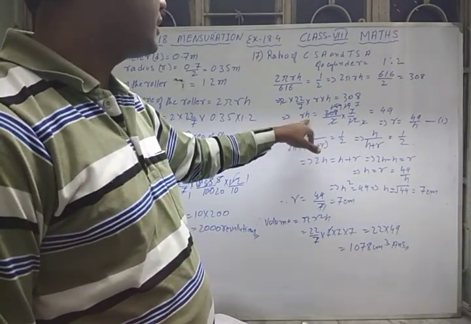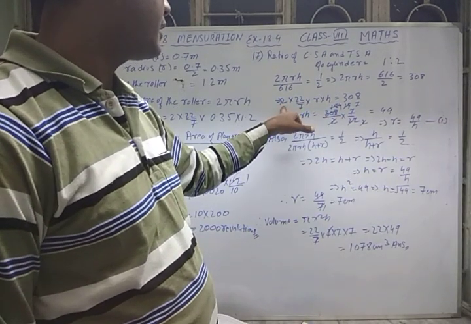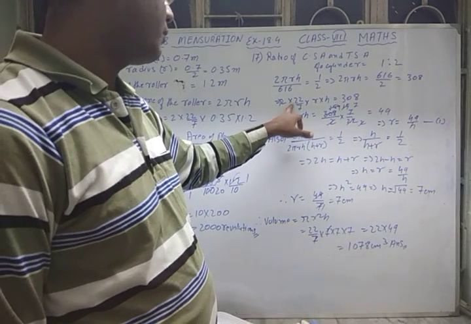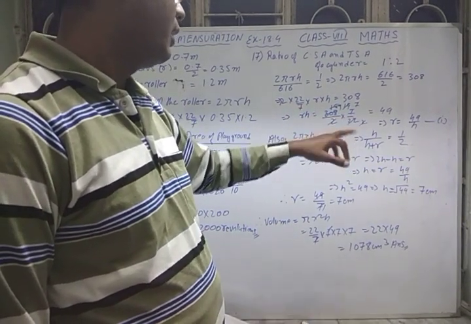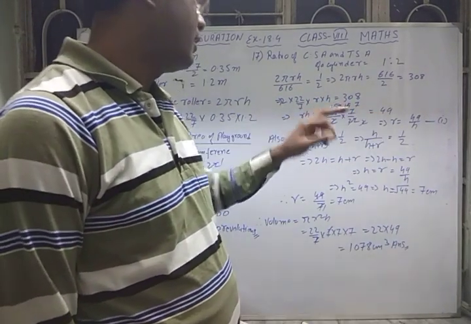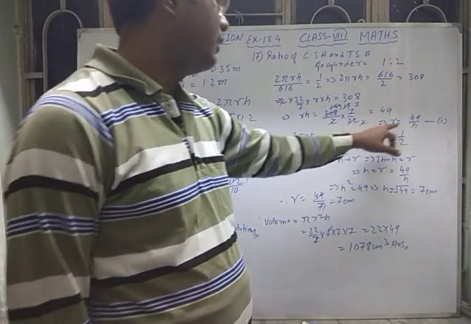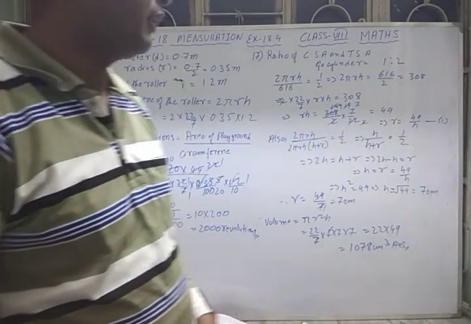So R into H equals 308 by 22/7. When we change the side, 2 becomes the denominator, so it gets divided into 22/7, and on the right-hand side it becomes 7/22. Now by doing the cancellations we will get 49. So RH equals 49. So you can write R equals 49/H. Take it as equation number 1.